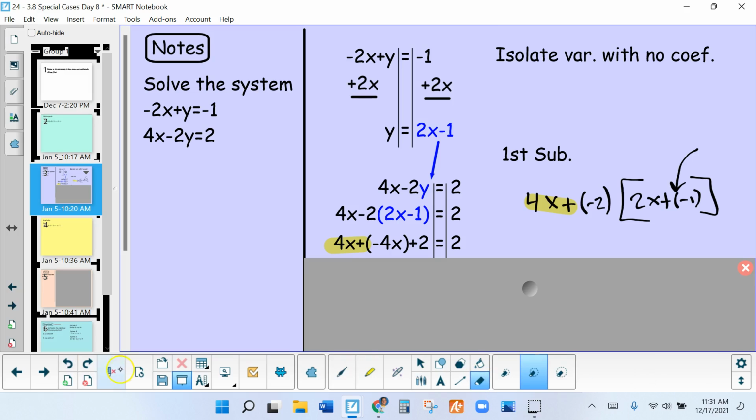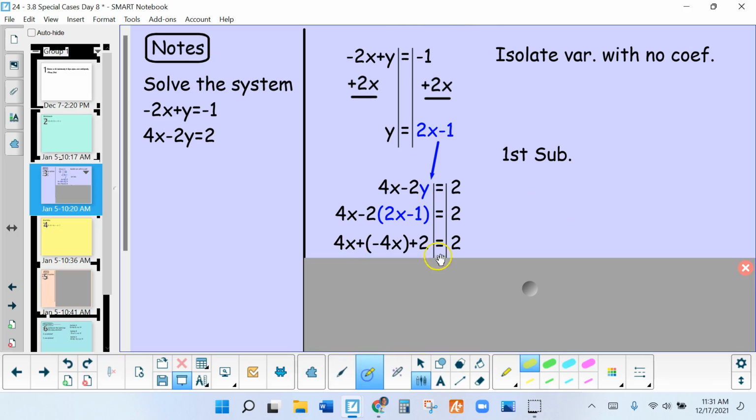So now, I copied the rest of my equation. I always copy the stuff I'm not using, right? I just do one step at a time. I distributed right there.